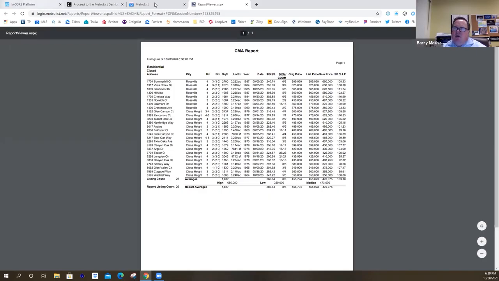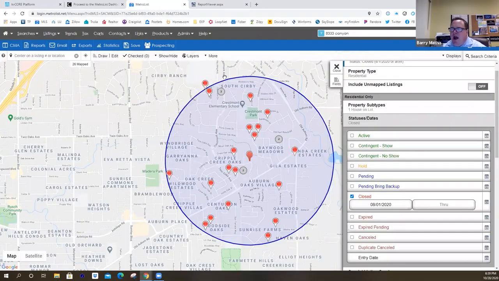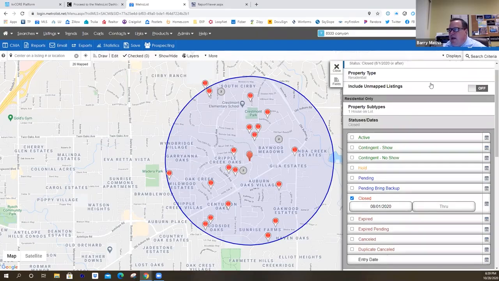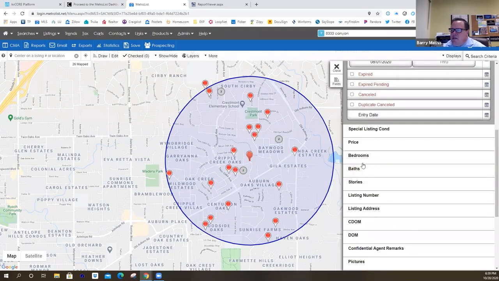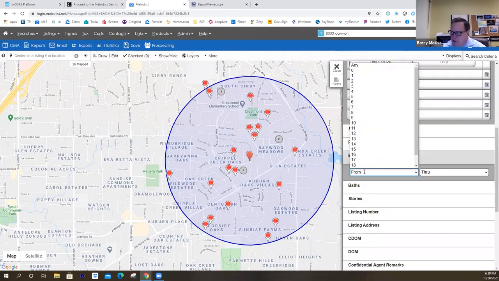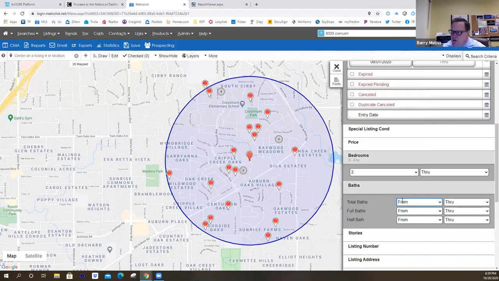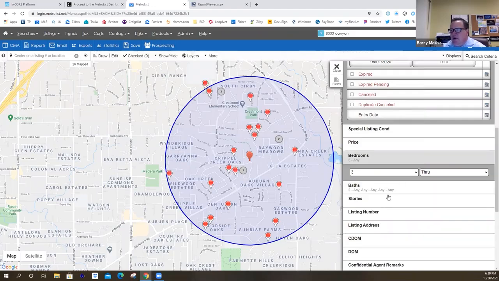What I'm going to do is come back into here, and now I'm going to start to comp the property. So everything up to here has just been a snapshot of the area, but now I'm going to get in here and really comp the property. And the way I do that is I come into my search criteria and set it up. So I'm only wanting 3 bedrooms. I'm only wanting 2 bathrooms, right? So now I've narrowed down a little bit.